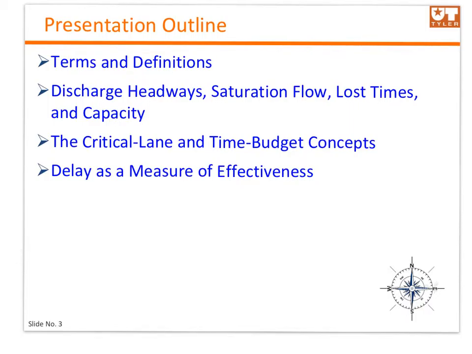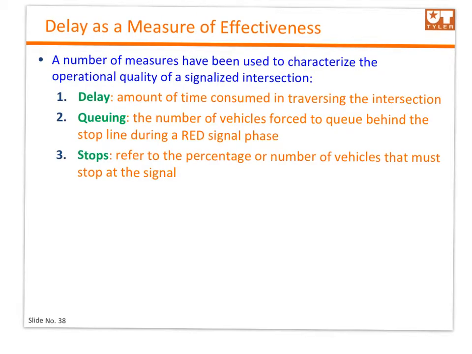In this lesson, we're going to be talking more about delay as a measure of effectiveness at any intersection. There are a number of measures that have been used to characterize the operational quality of any signalized intersection. The very first measure is the delay. Delay is defined as the amount of time that is consumed in traversing the intersection.